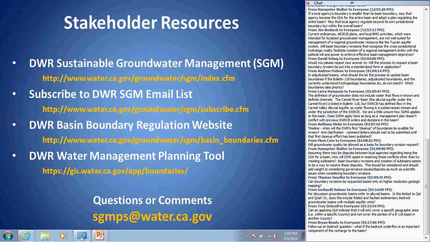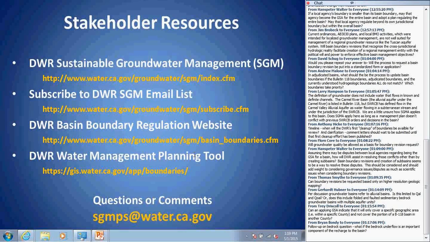Can a GSA indicate that it will only cover a specific geographic area, such as an area within a specific county, and not cover the portion of a Bulletin 118 basin in another county? How a GSA is formed is completely left up to local agencies, and the geographic area that a GSA proposes to manage is left up to that local agency. So if a GSA wants to claim all the private basin within its jurisdiction, it can. If it only wants to claim a portion of its jurisdiction in a specific county, it can. But again, the area that a local agency proposes to manage under the Act is left to that local agency.